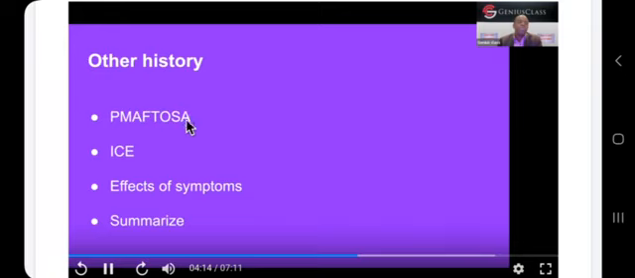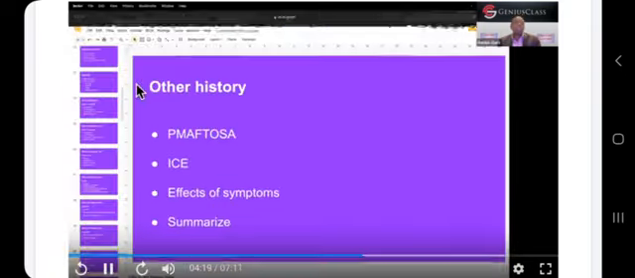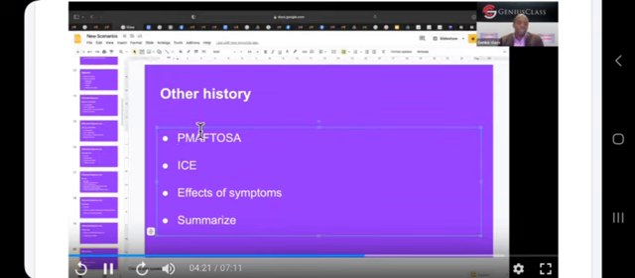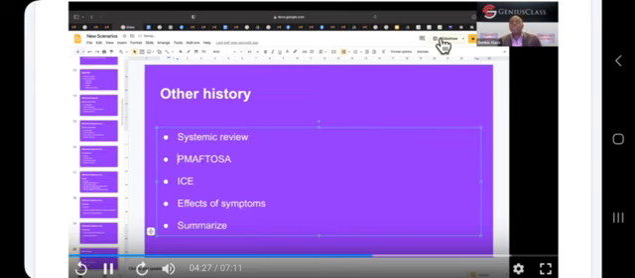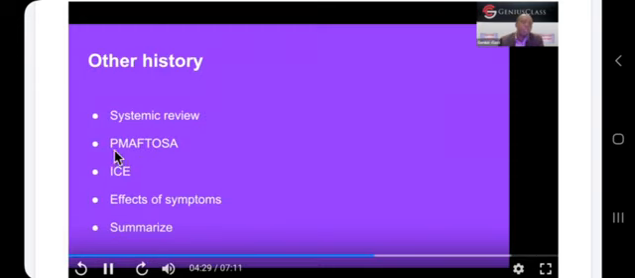Apart from that, we need a systemic review. Why do we need a systemic review? Because eye symptoms could be a manifestation of a systemic illness, so the systemic review here is crucial. Plus, you finish the rest of the history, the past medical history, and the effects of symptoms. We mentioned that this particular patient's vision has been affected. She has blurring of vision, and she's worried and concerned about how she will go for her studies in a few days' time.